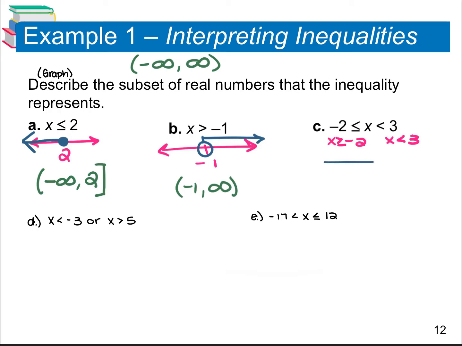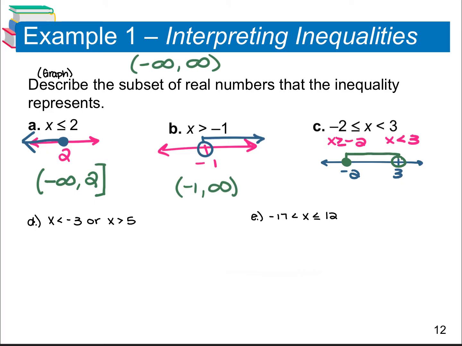So when you go to graph this on your number line, you're going to find -2, you're going to find positive 3. On that -2, your sign is also equal to, so you want the closed circle. On the 3, you want the open circle since it's not also equal to. Your line is going to connect these two circles.